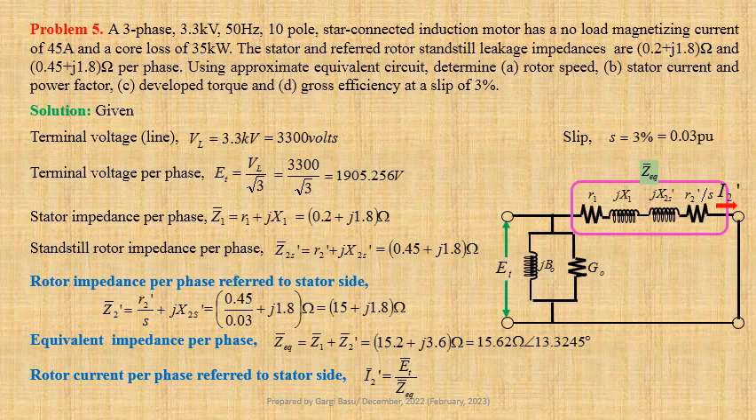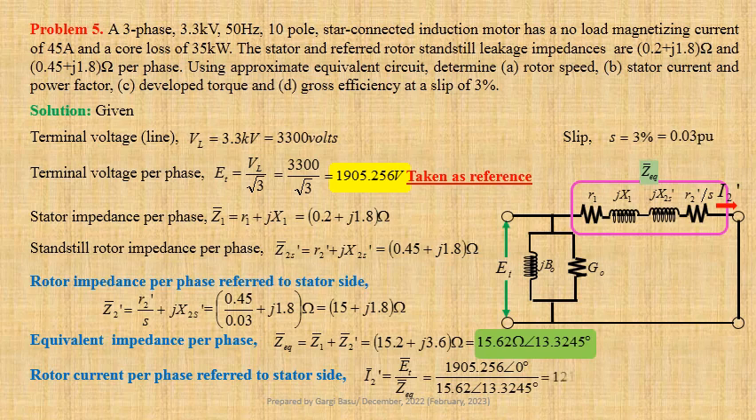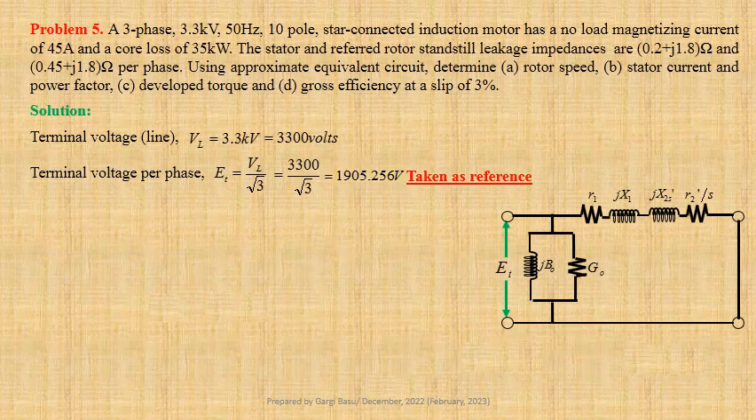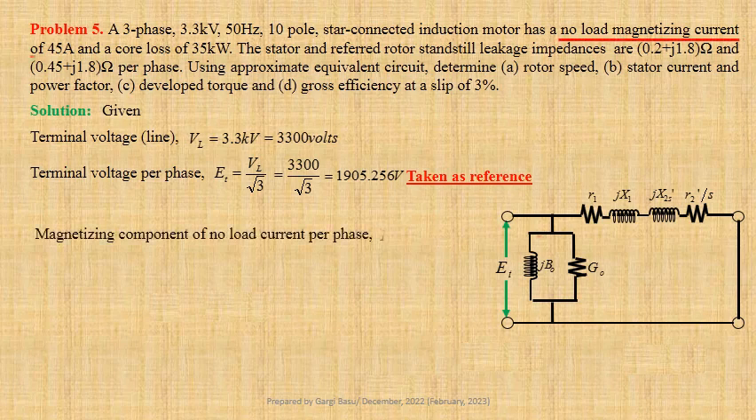Taking terminal voltage per phase ET as reference, we get I2 dash equals 1905.256 at an angle 0 degree divided by 15.62 at an angle 13.3245 degree. That gives us 121.9754 ampere at an angle minus 13.3245 degree.